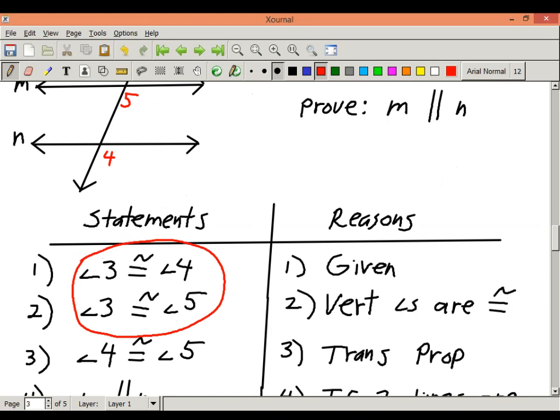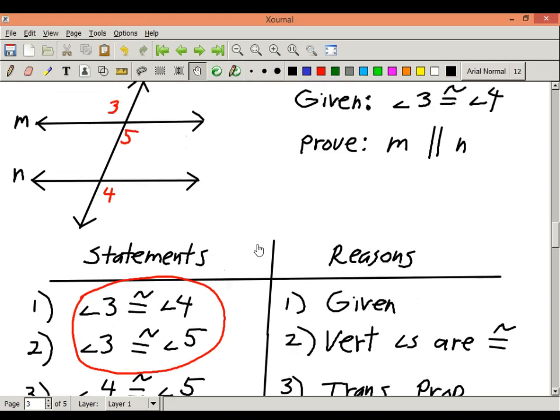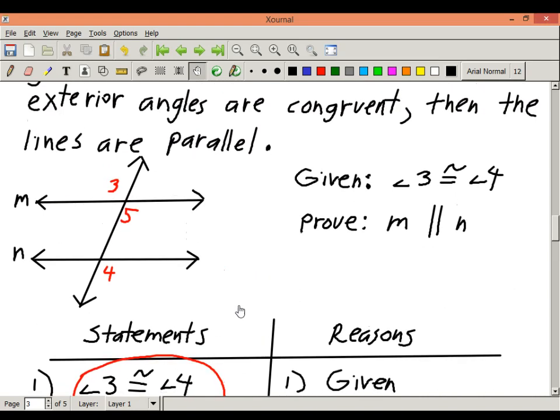Angle 4 is congruent to angle 3. Angle 3 in turn is congruent to angle 5, so that means that angle 4 is congruent to angle 5 by the transitive property. Now, again, look at your diagram. We now know that angle 4 is congruent to angle 5.